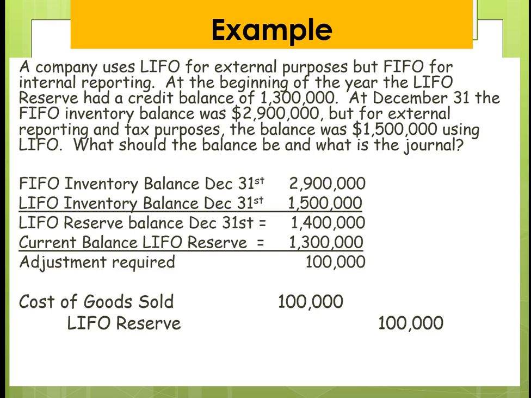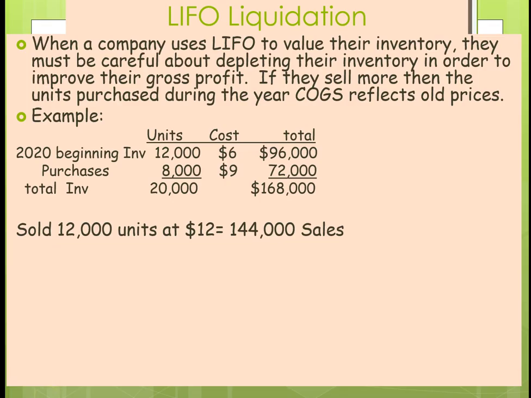Now another thing we have is LIFO liquidation. LIFO liquidation is when a company uses LIFO to value their inventory, they must be careful about depleting their inventory in order to improve their gross profit, i.e. bringing their inventory below its minimum amount. All right, so here is an example.